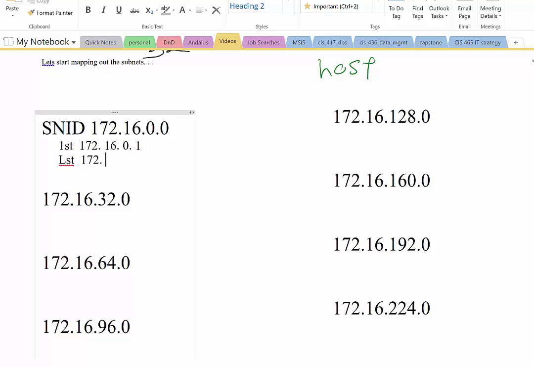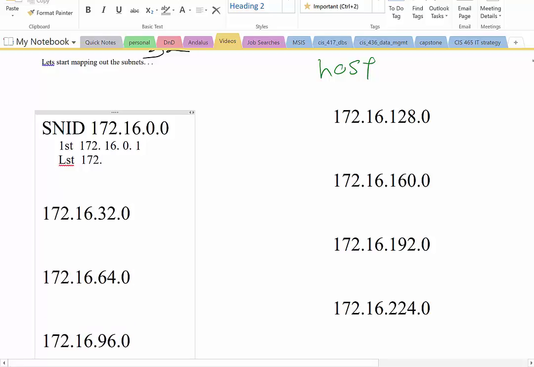172. Actually, it's a little bit easier if you do the broadcast and then do the last. So I'll do BKST 172. Now the broadcast is going to be one less than the next subnet. Why? Because the first subnet ends when the second one begins. The second one ends when the third one begins. The third ends when the fourth begins, and so on and so on.